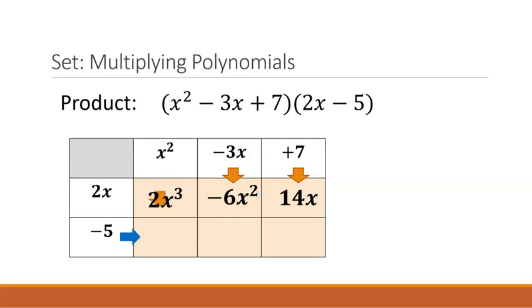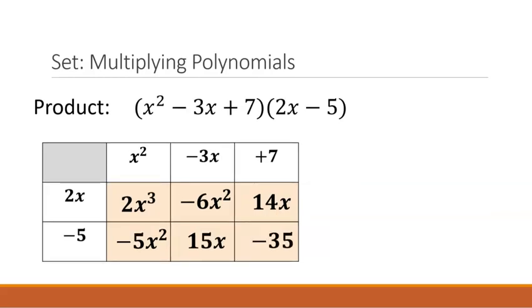When we look at the bottom row, we will follow the same patterns. When multiplying x squared times negative 5, we will get negative 5x squared. Then we will multiply the negative 3x times the negative 5, resulting in positive 15x, and so on throughout the box.